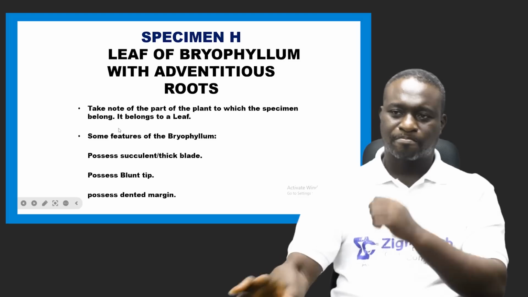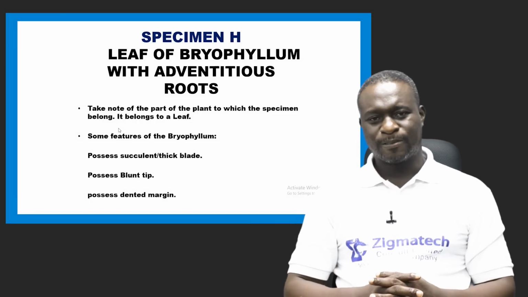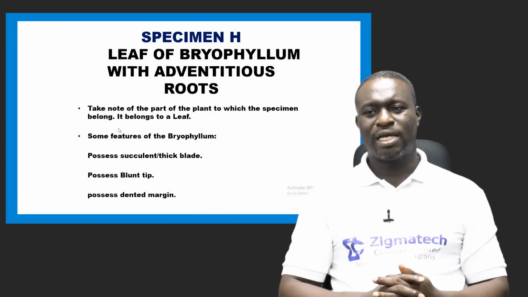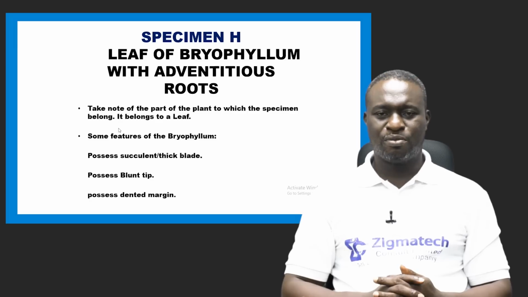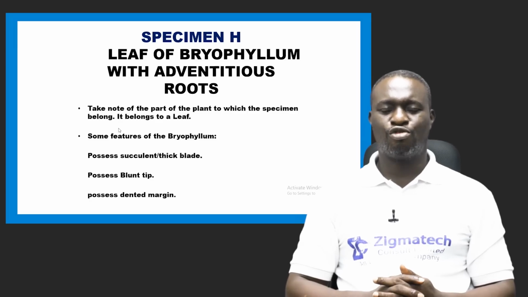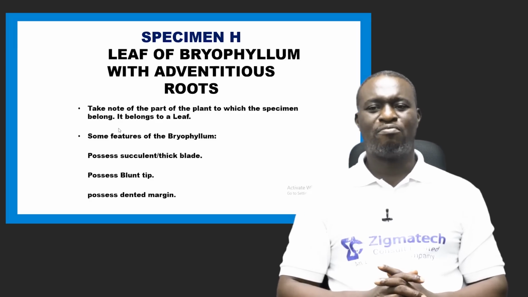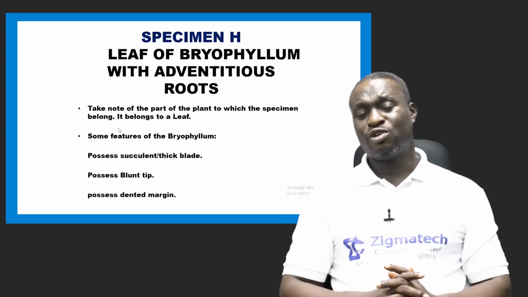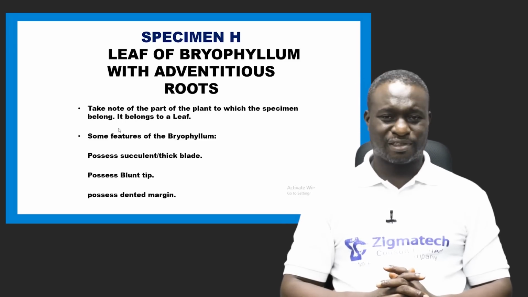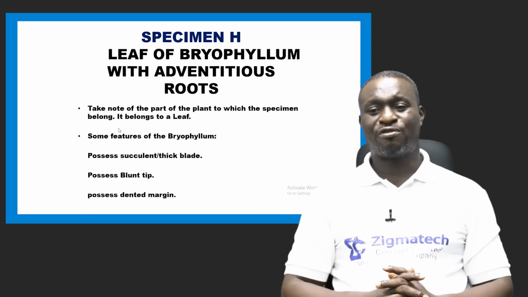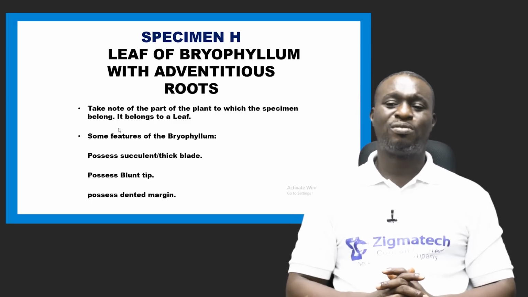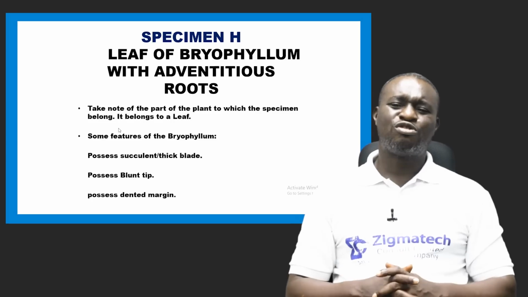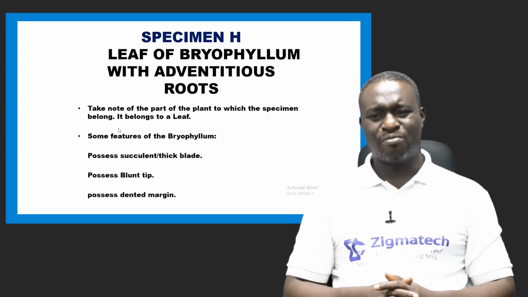Moving ahead, specimen H. Now specimen H is actually the leaf of bryophyllum with adventitious roots. The leaf of a bryophyllum. Now, bryophyllum are actually leaves, all right? So the part of the plant of bryophyllum is a leaf. Now, also take note of some of the features of the bryophyllum.